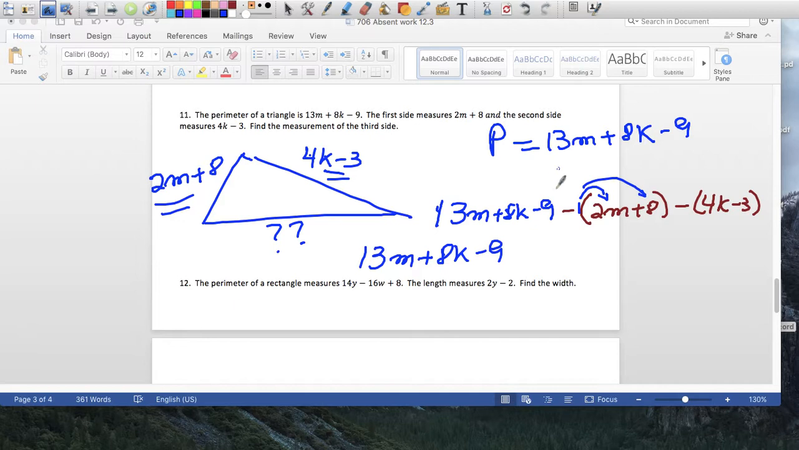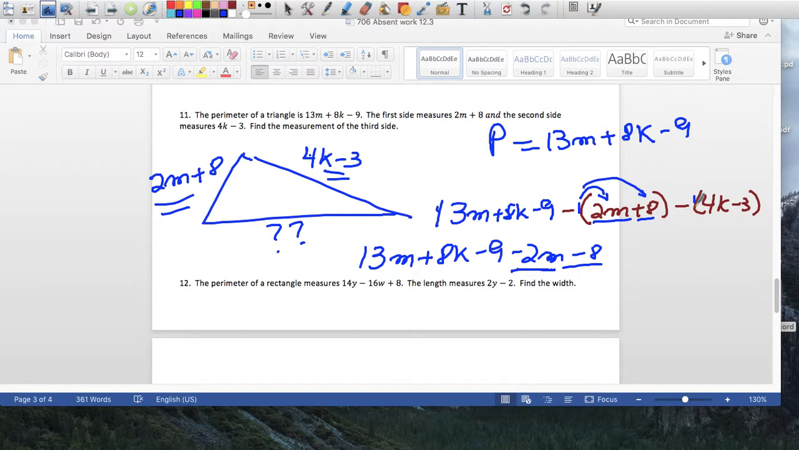By now, you should know that if there's a minus sign in front of the parentheses, when we remove the parentheses, that 2m becomes negative 2m. Negative 1 times positive 8 is negative 8. As you can see, the minus 2m minus 2a is exactly the opposite of what was inside.